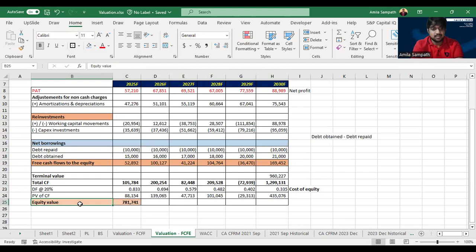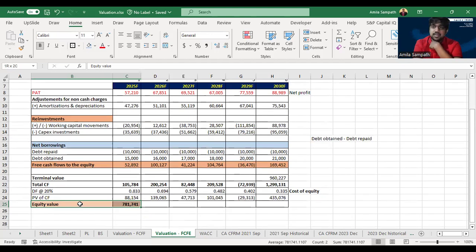Then simply we can say the summation of the present value of these cash flows is our equity value. This is about the free cash flow to the equity calculation, the valuation way. But as I told you, this is not what we practically use more. Normally we use free cash flow to the firm and calculate our value based on that. But we can use this way also. Then what are the differences?